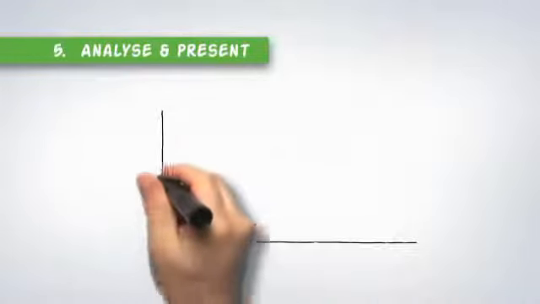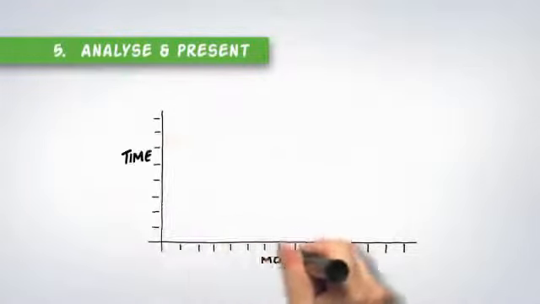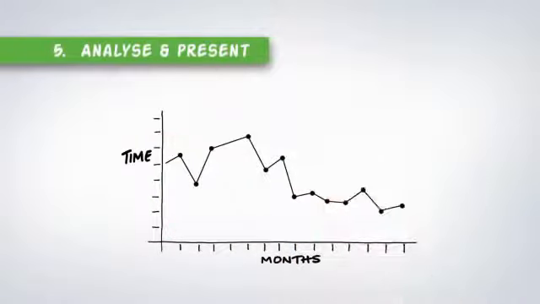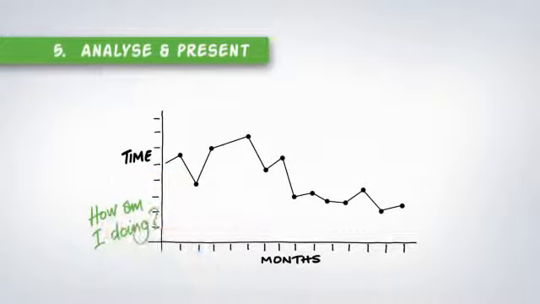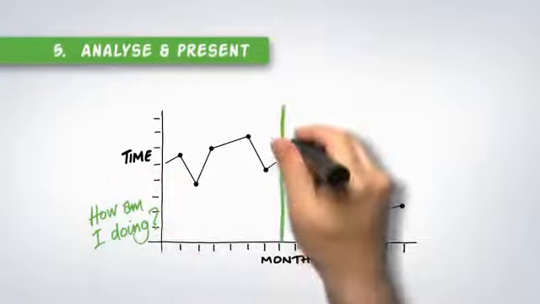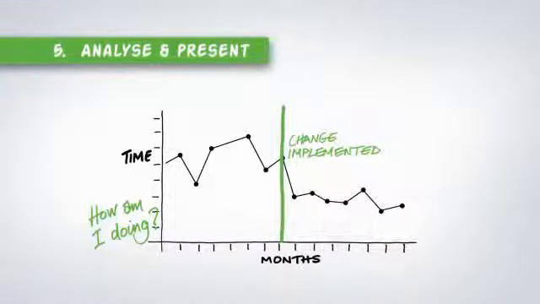The first is the run or SPC chart. This helps you to answer the question, how am I doing? Have I improved? A useful further tip is to annotate those charts with the changes that you make and when you made them, so that you can see that the change resulted in a difference.